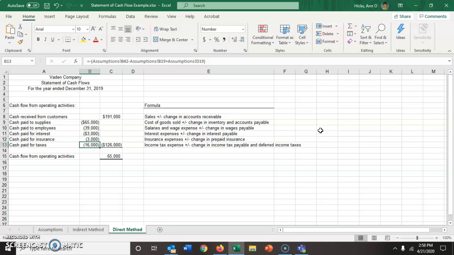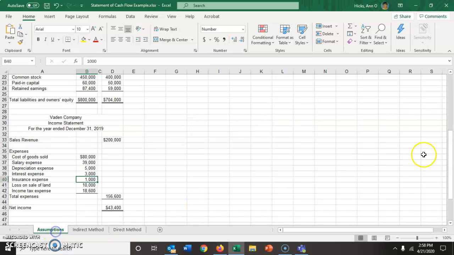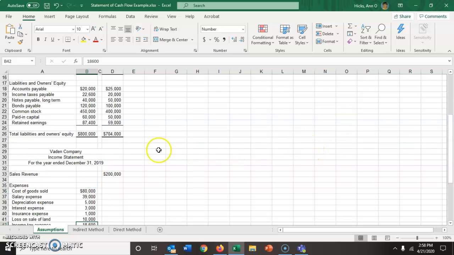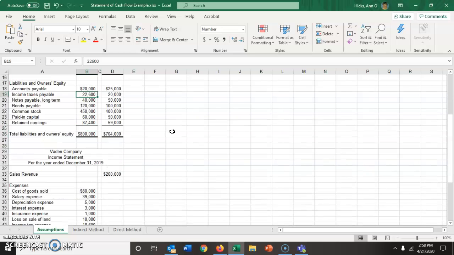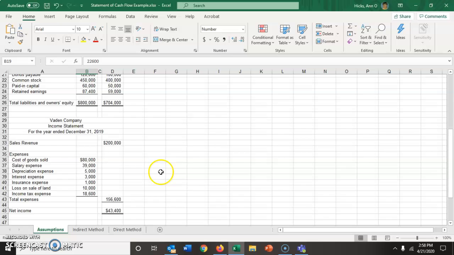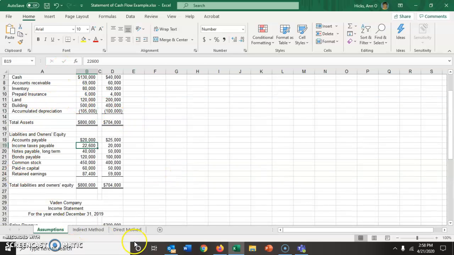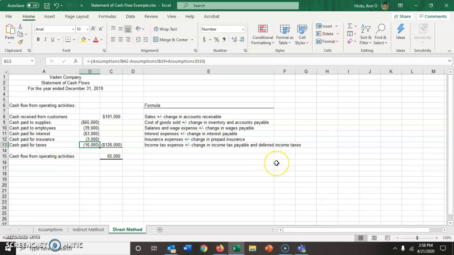And then in this example, the last item we have is income tax expense. Again, we'll start with the income tax expense. Then we'll need to look for changes in income tax payable or deferred income taxes. If we go to our financials, we'll see there is $18,600 in income tax expense. There is an income tax payable that increased by $2,600. That would have reduced the amount of cash we paid. And there are no deferred income taxes. So we have cash paid for taxes of $16,000.